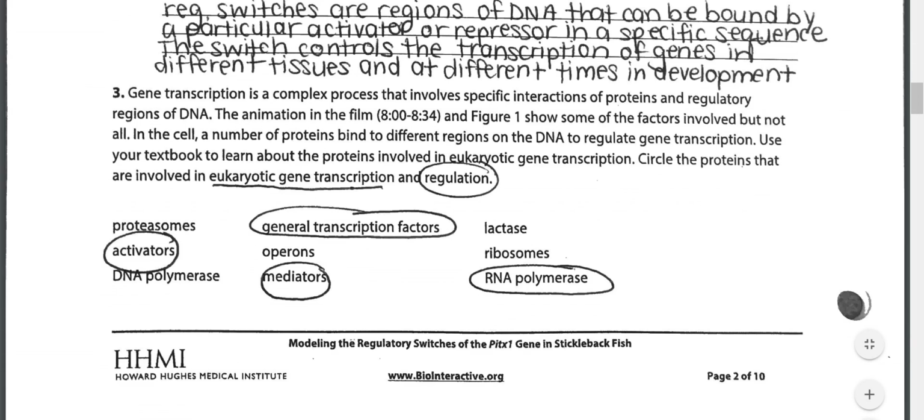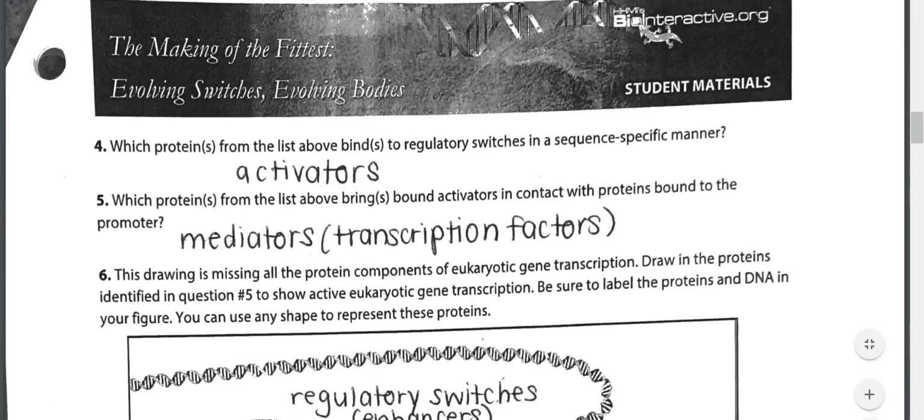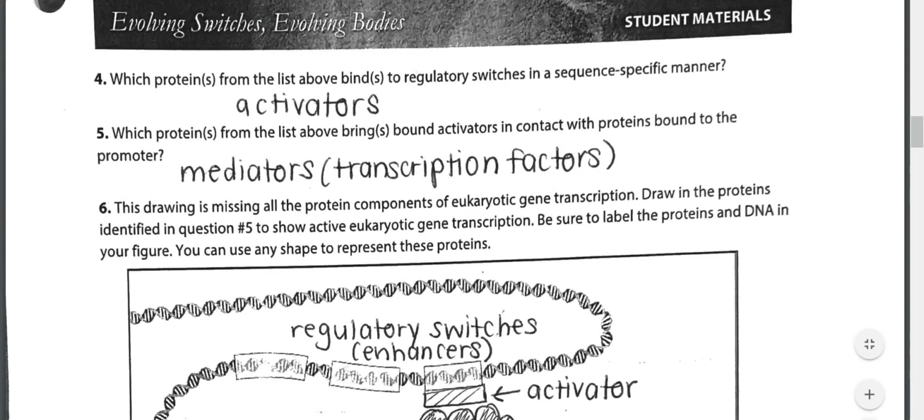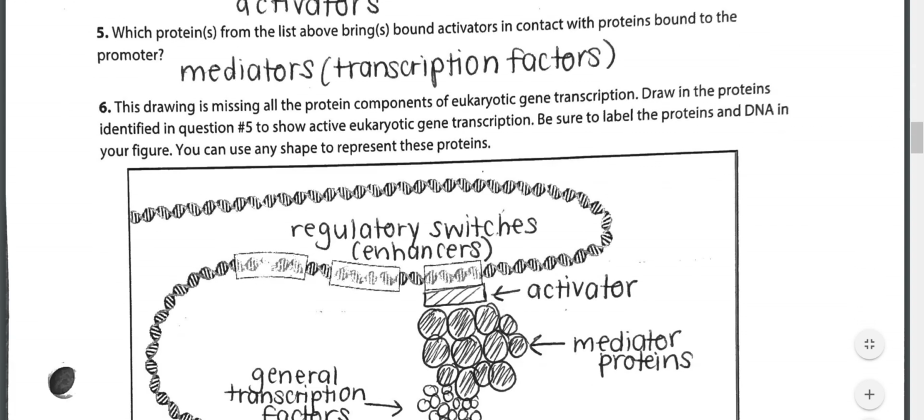Okay, so then moving on here, which protein from the list above binds to the regulatory switches? You should have said activators for that. And then which proteins from the list above bring the bound activators in contact with the proteins bound to the promoter? Mediators for that one. I'm thinking you could also say DNA bending protein, but that's not listed here as an option. So we're going with mediators, and mediators are just specific transcription factors.